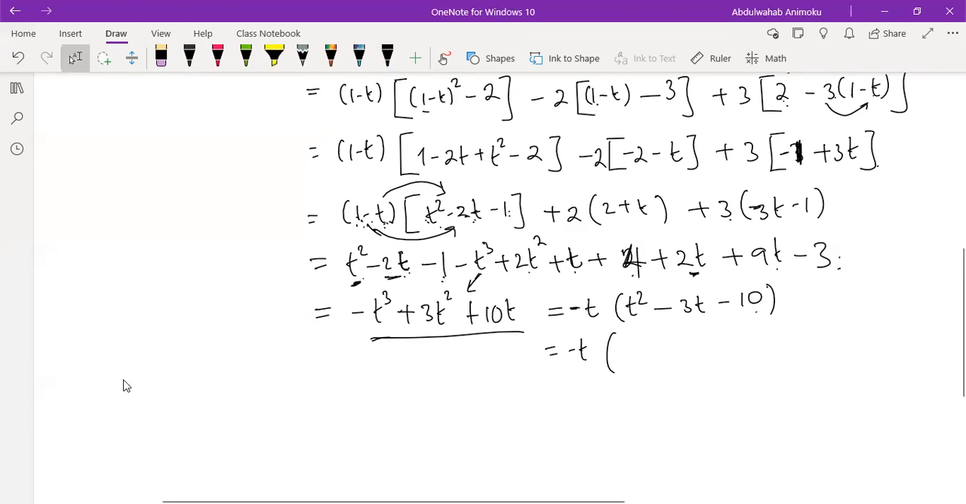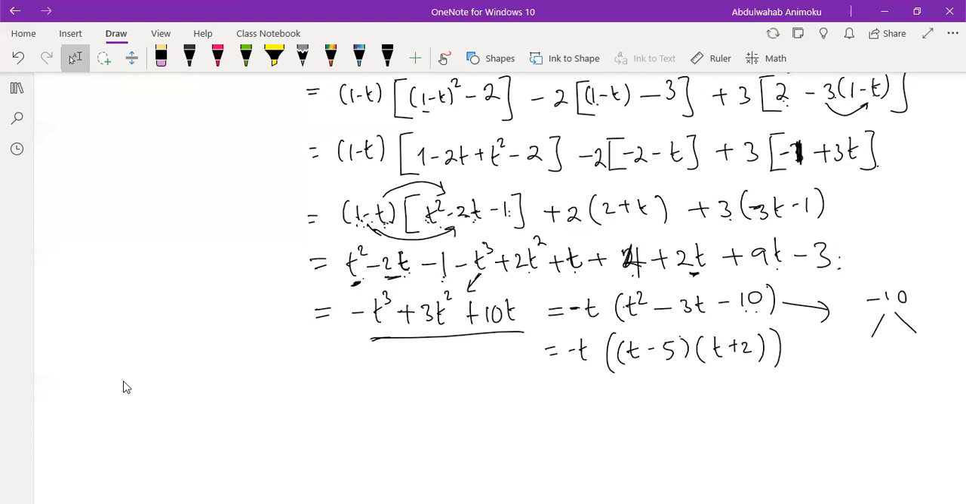Okay, so now we need to factorize t squared minus 3t minus 10, and that's just basically t minus 5, t plus 2. Okay, so you should be comfortable with doing this by now. So how do you quickly do this? We just multiply the coefficient of t squared and the constant term, that will give minus 10. Look for the factors of 10 that when you add together give minus 3, and that is minus 5 plus 2. Okay, and when you multiply them, it will give you minus 10 as well. So this is how I know that the factors will be t minus 5, t plus 2.